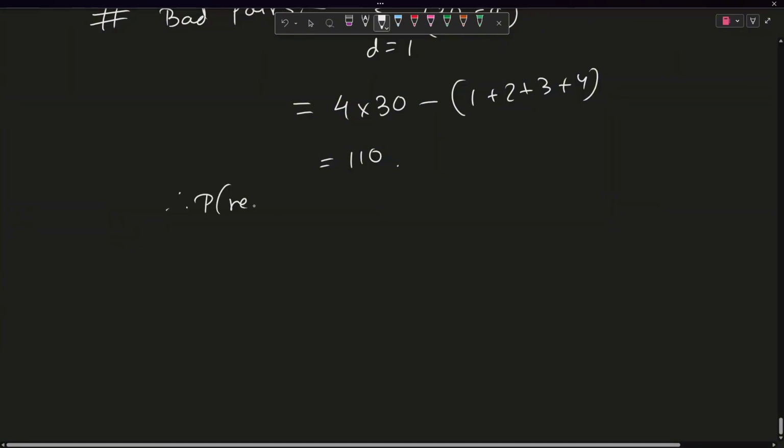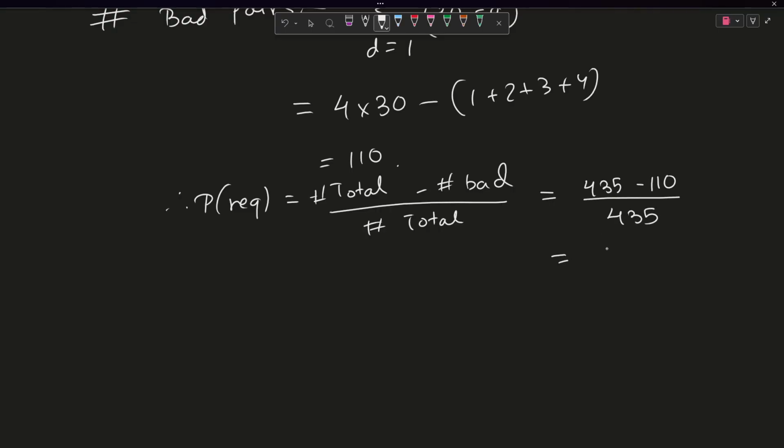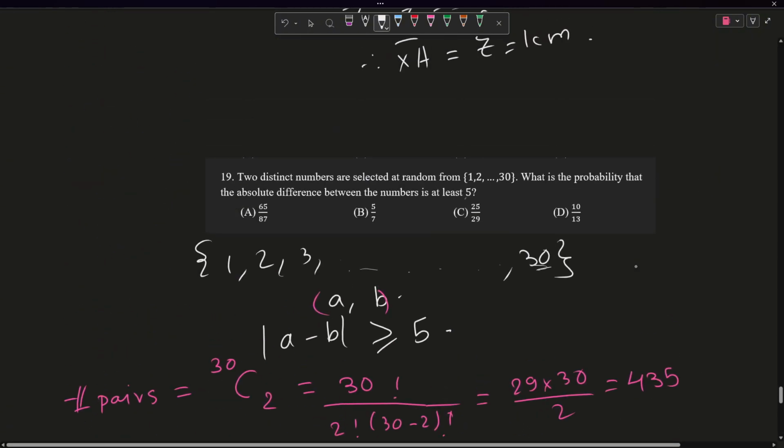Therefore, P required is equal to (total minus number of bad) divided by total, which is (435 minus 110) divided by 435, which gives 65 by 87. So this is 65 by 87. Okay.